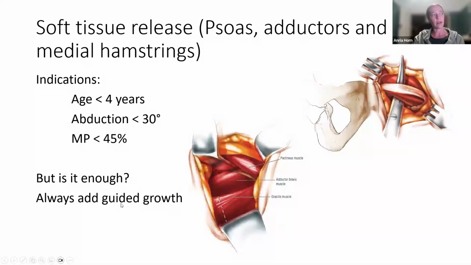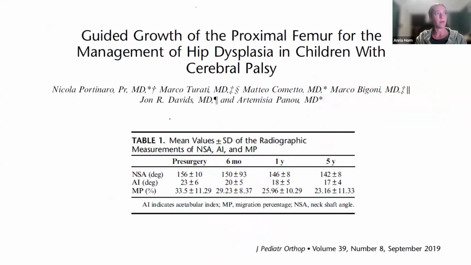So as I've mentioned already, I now routinely add proximal femoral guided growth whenever I do this sort of quadriplegic hip soft tissue package, which is the adductor, psoas and hamstring lengthenings. And this is a relatively new concept. It's not brand new, but I would say less than 10 years old now, the concept of proximal femur growth modulation for coxa valga, and specifically in cerebral palsy.